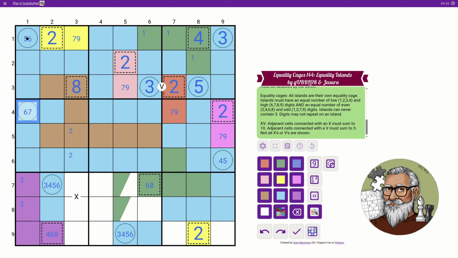Oh, actually, we know exactly what these are. This is 6, and this is 7. Oh, no, that's brilliant. That's 9. That's 7. Right, so where is 7? Because we do need a 7. It's not here. It's not there. So this one has to be 7.